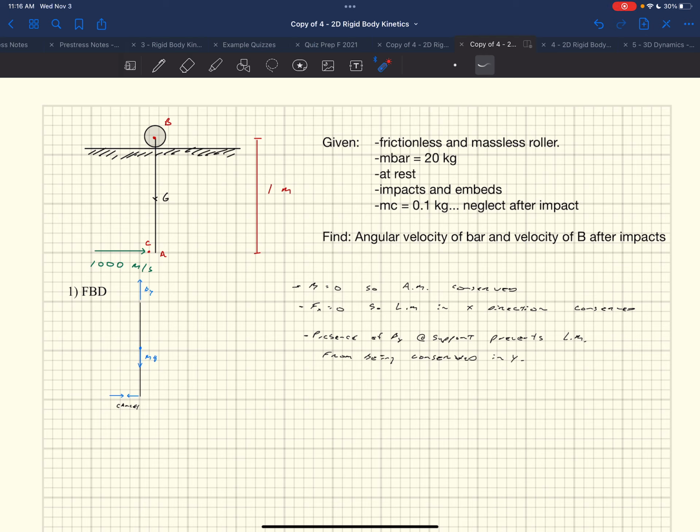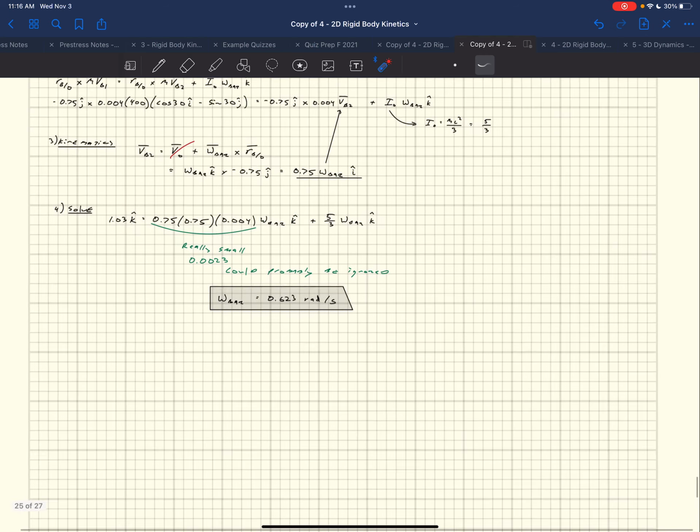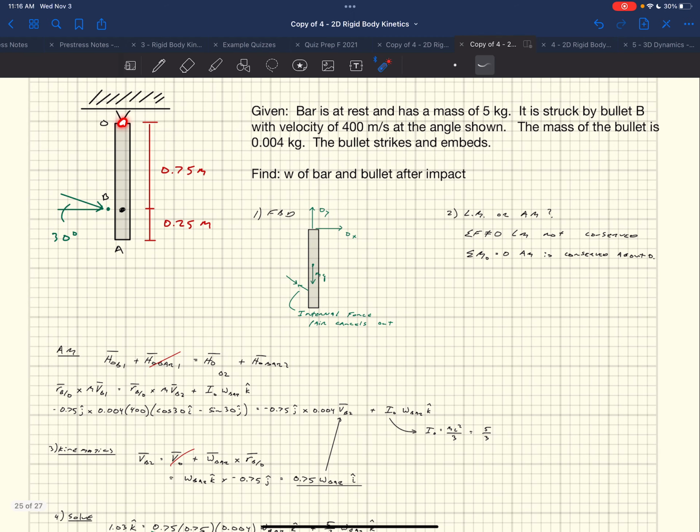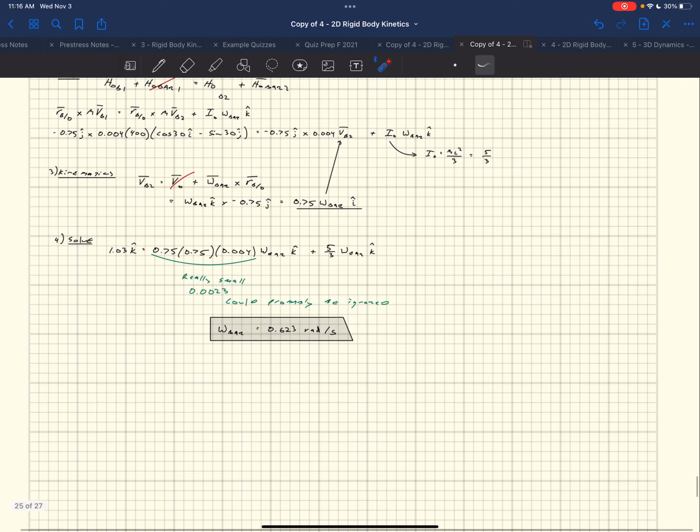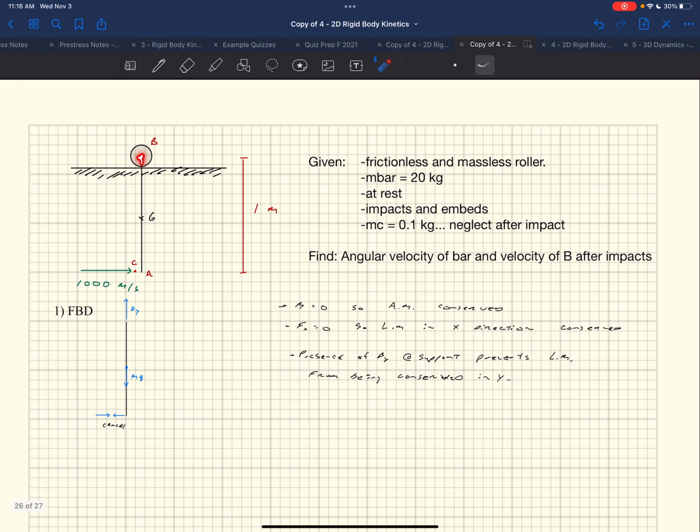Because it's not fixed. If it was fixed, absolutely, I would agree with you. Like in our previous problem, that guy was fixed, and so B, the top where it was fixed, is the perfect place. In this case, B is not so good, because my angular momentum doesn't simplify down to just I times omega. It would be I times omega plus R cross MV. So you'd have both of those.